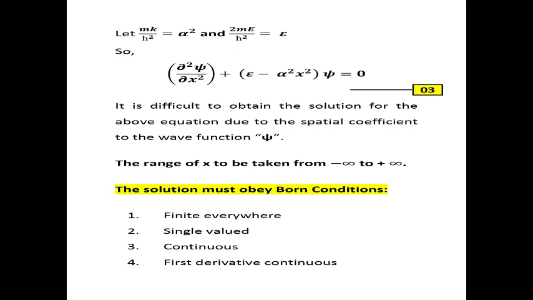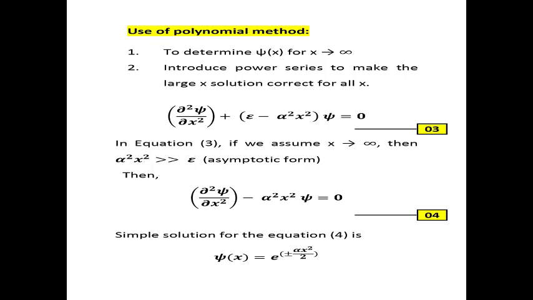So the first condition is the wave function must be finite everywhere and it should be single valued, and we already know that the wave function should represent the continual nature of the energy system, and the first derivative must be continuous. So these are the four important conditions that must be obeyed while we are deriving the wave function. For that we start using the polynomial method.